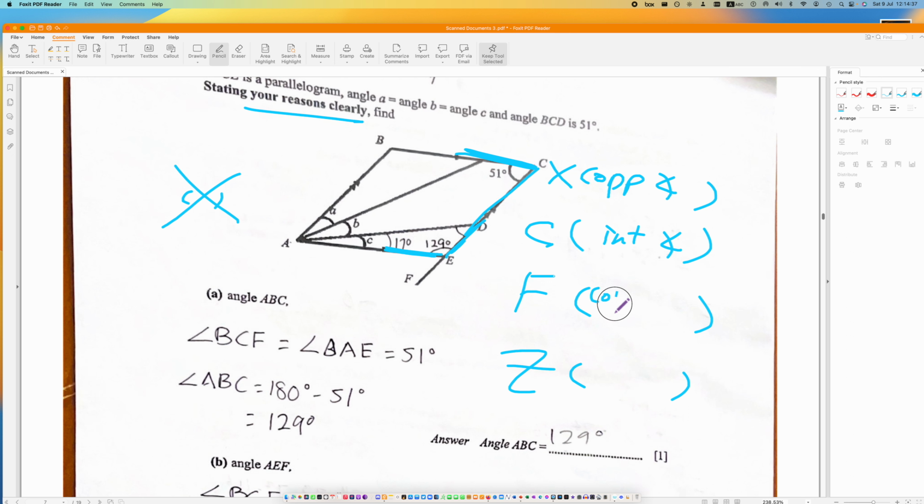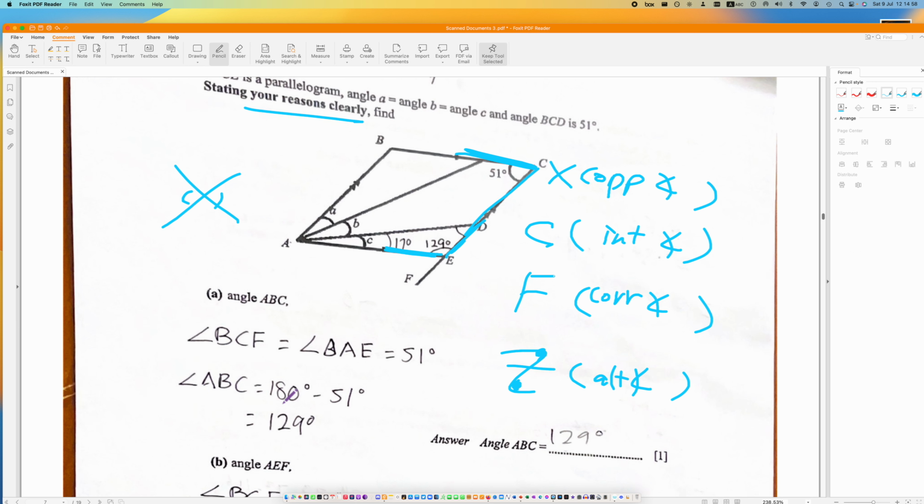This is corresponding, CORR. Z, alternate. So from set 1 onward, you are expected to write down all the reasons. If not, no mark given, no half mark. So you better know the reasons, right? Okay?